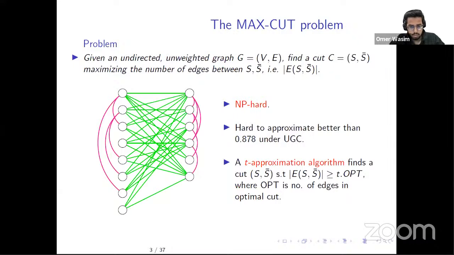Max cut is one of the most well-known NP-hard problems. In fact, we cannot obtain an approximation better than 0.878 under the Unique Games Conjecture. So all we can hope for is an approximation algorithm, and more precisely, a T approximation algorithm is going to return a cut, which is just a partition of vertices, such that the number of cut edges is at least a T fraction of the optimal number of cut edges. Here, the optimal refers to a cut which has the maximum number of cut edges.